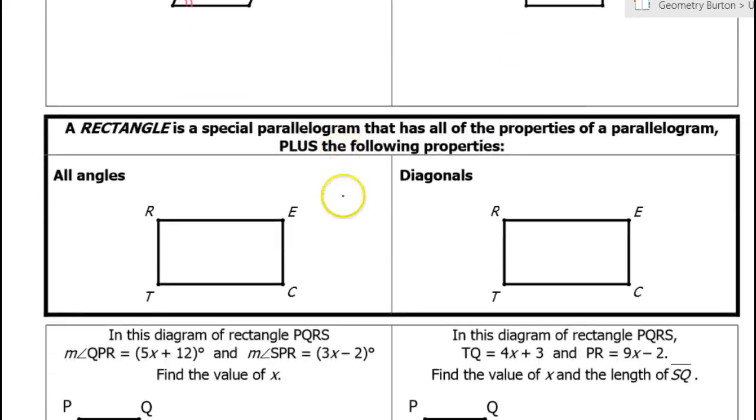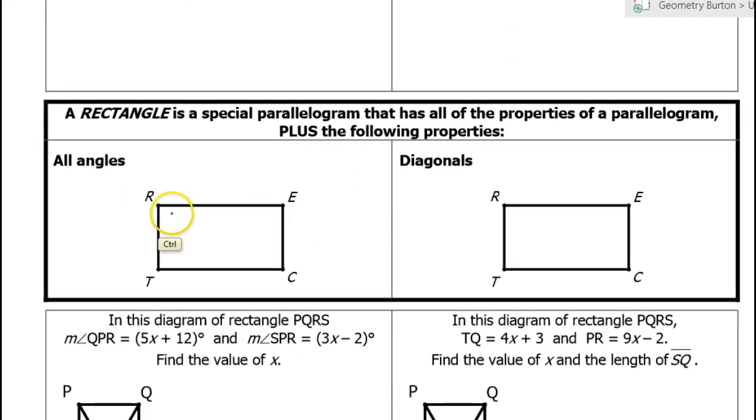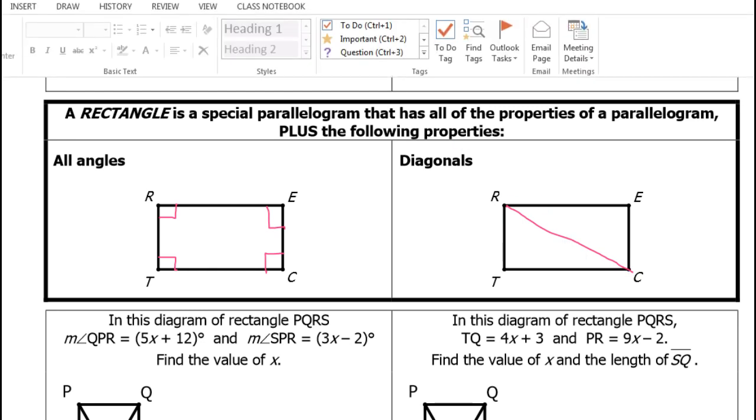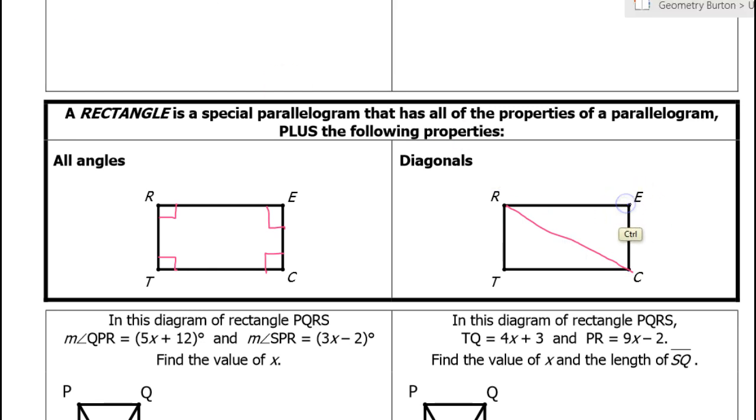Now, there are two special things for a rectangle. First of all, the definition of a rectangle is a quadrilateral that has four right angles, four 90-degree angles. So that's one thing that's special, that all four angles of a rectangle will be 90 degrees. So that's the definition. The special property of a rectangle is that the diagonals will be congruent. So RC and ET will be congruent.